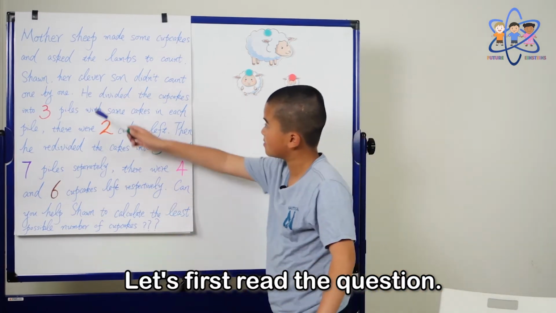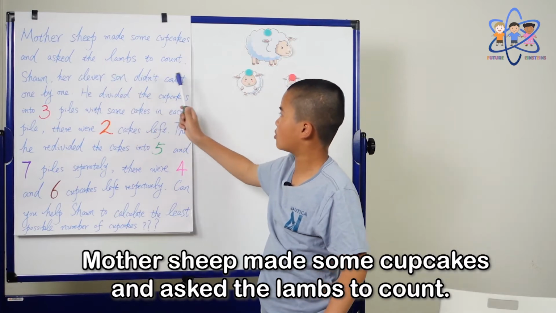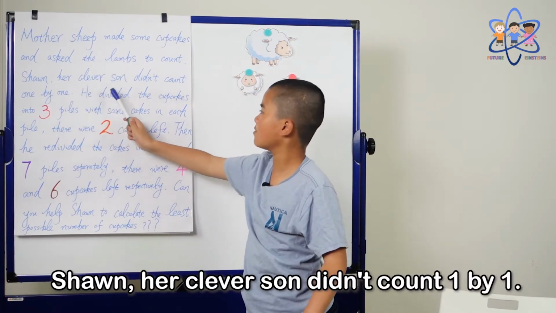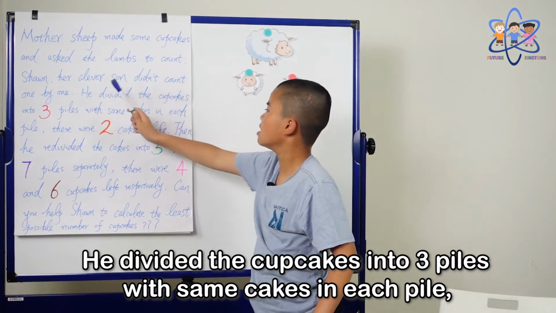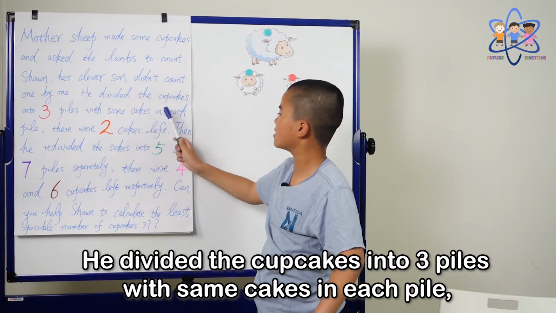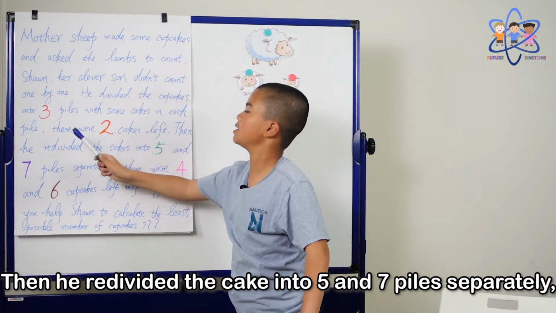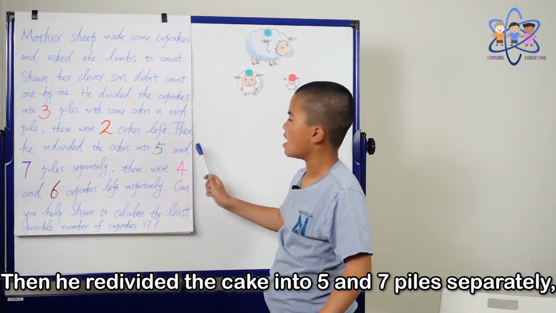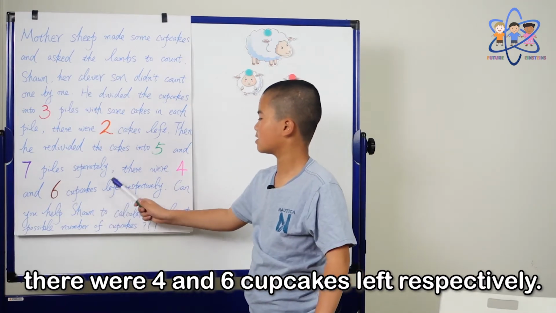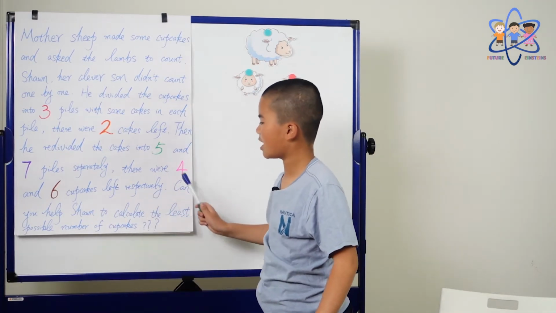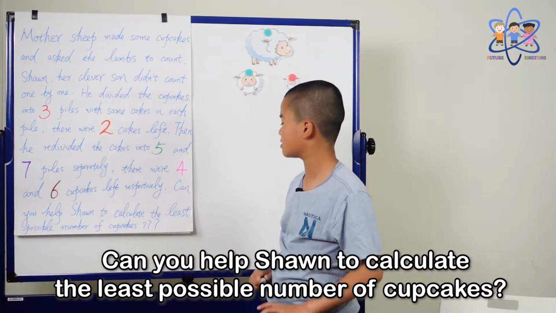Let's first read the question. Mother sheep made some cupcakes and asked the lambs to count. Sean, her clever son, didn't count one by one. He divided the cupcakes into 3 piles with the same number of cakes in each pile. There were 2 cakes left. Then he redivided the cakes into 5 and 7 piles separately. There were 4 and 6 cupcakes left respectively. Can you help Sean to calculate the least possible number of cupcakes?